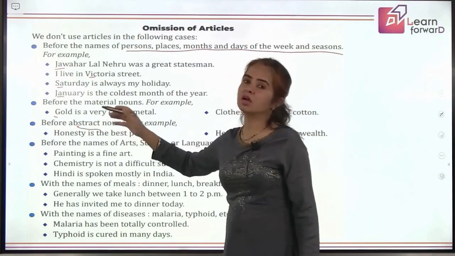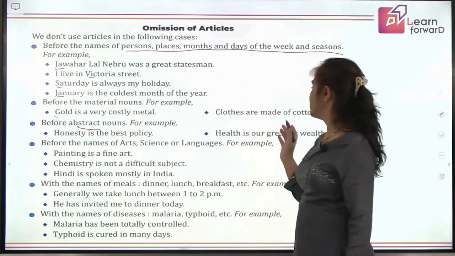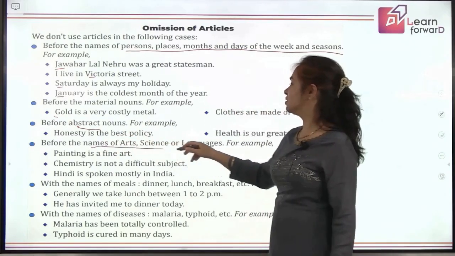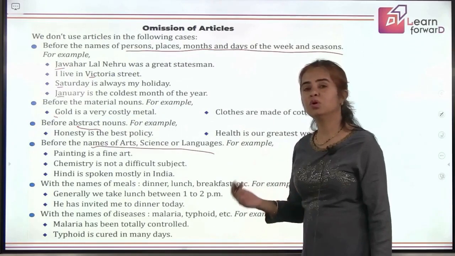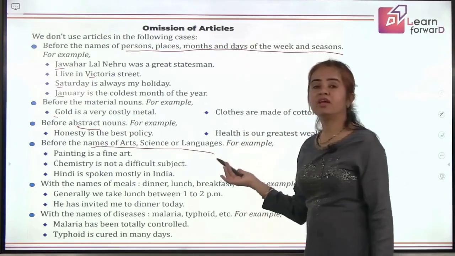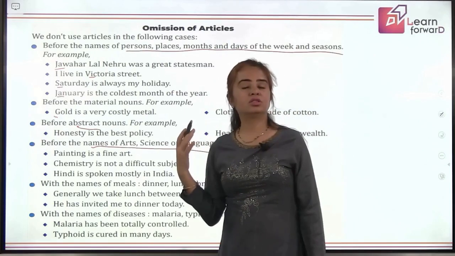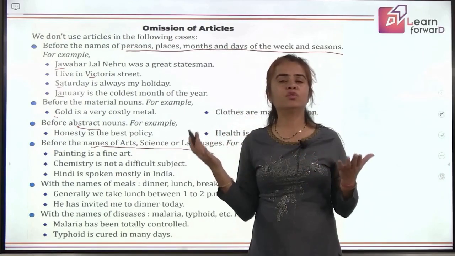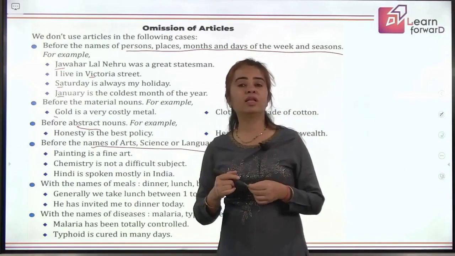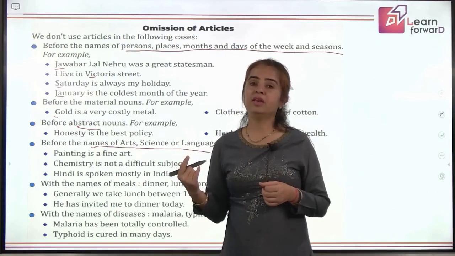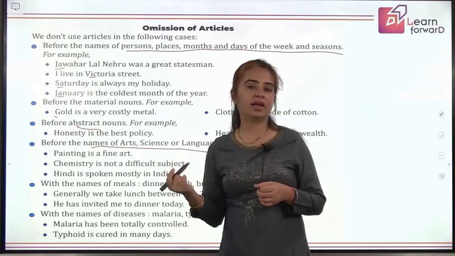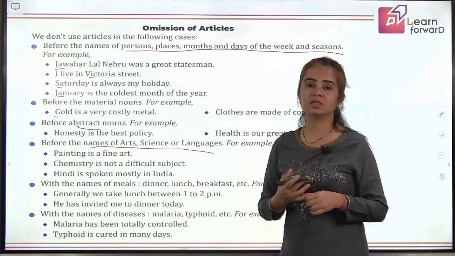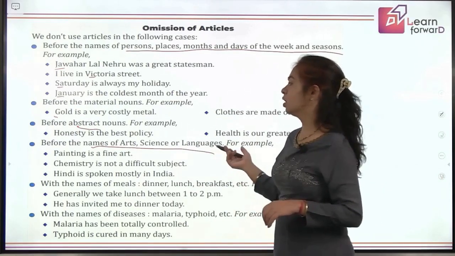Before abstract nouns, of course, we do not use an article: honesty is the best policy, health is our greatest wealth. So we don't use it before abstract nouns also. Before the names of arts, science or languages, your subjects, we do not use the, right? Now before languages, like French is a language, Chinese is a language, German is a language. With these words, the same words are used for the people also. If you use the before them, you mean to say the people, right? The Japanese are hardworking, the Japanese are dedicated. So if you say the, that means the people of Japan, the people of that country. But if we do not use the, that means we are talking about the language, right?